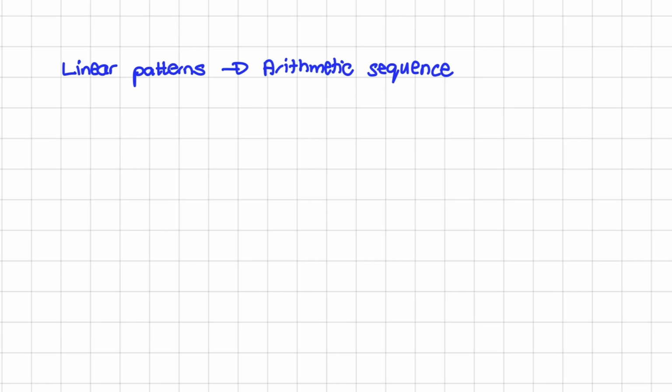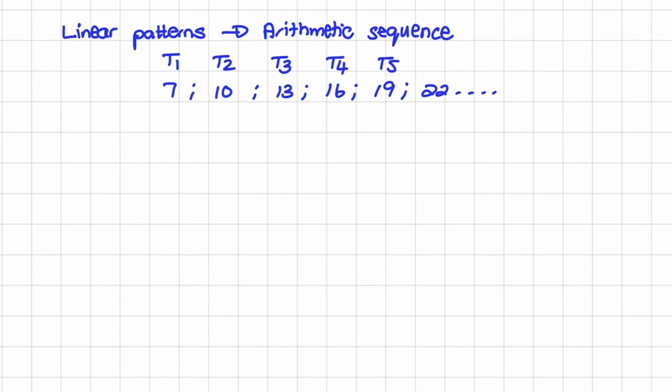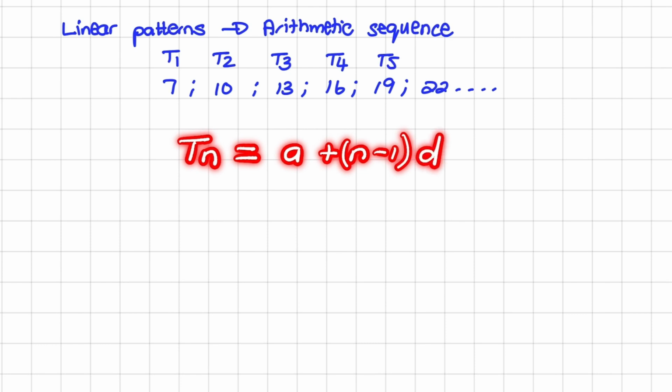So let me give you a basic understanding of how we find the general term of the sequence. Let's say we have a number pattern of 7, 10, 13, 16, 19, 22, and so forth. So the first term is 7, the second term is 10, term 3 is 13, term 4 is 16, term 5 is 19, and so on. But if we want to find the general rule for this pattern, there is a formula that we can use. Tn is equal to a plus (n minus 1) d.